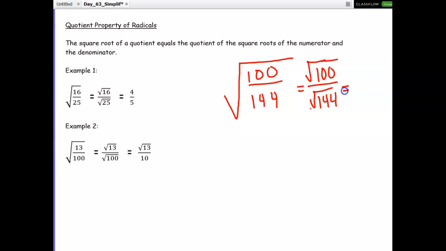And in this case, I would get 10/12. In the case of 10/12, that fraction can be simplified further to be 5/6. So that would be my answer. Okay, we have two examples here.